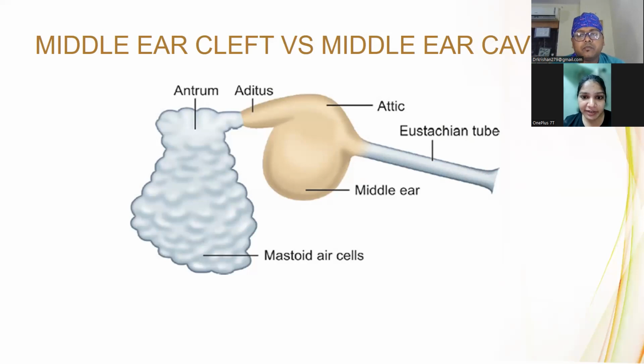And the middle ear cavity is a small cavity, that is the middle ear, which is shown in the middle of this diagram. This is the difference between the middle ear cleft and the middle ear cavity. Right. So this photo is very important. You should practice drawing this diagram because you can draw it in many questions.